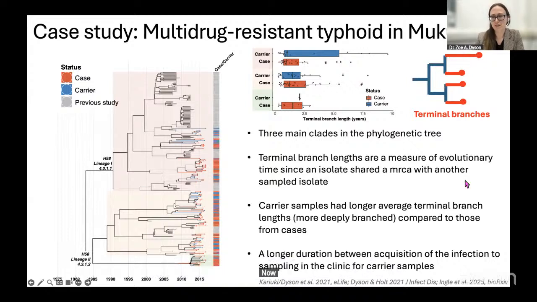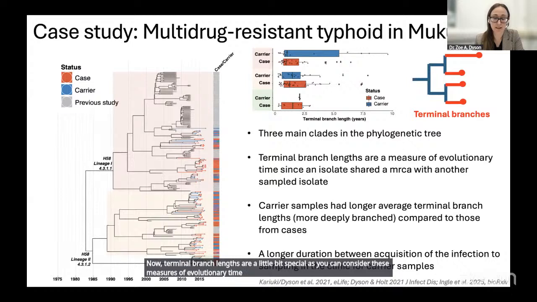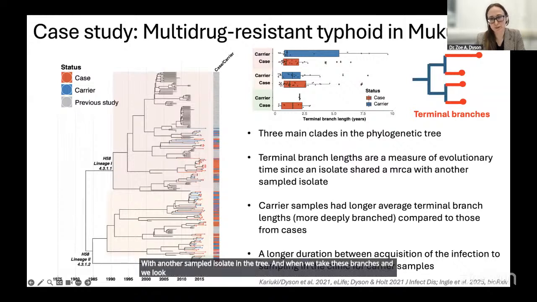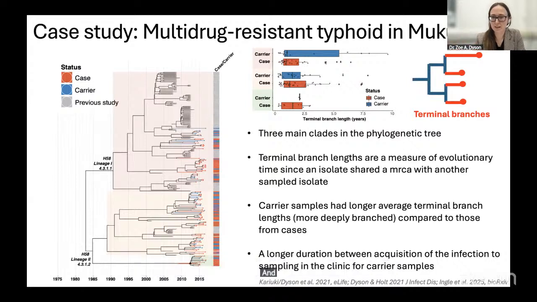Now, terminal branch lengths are a little bit special, as you can consider these measures of evolutionary time since the isolate shared a common ancestor with another sampled isolate in the tree. And when we take these branches and look at the measurements per individual sequence across these 3 lineages, you can broadly see that our carrier samples are more deeply branching. They have longer terminal branches. And when we directly compare those to our cases, that becomes quite apparent.